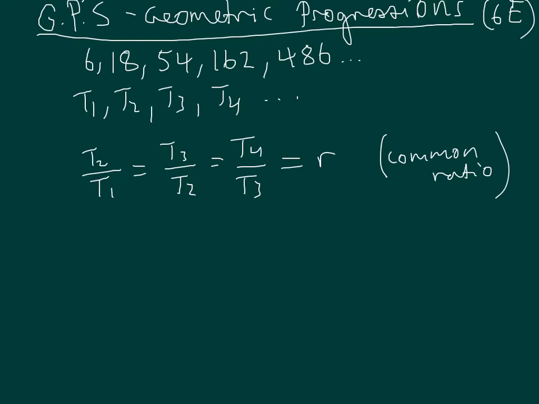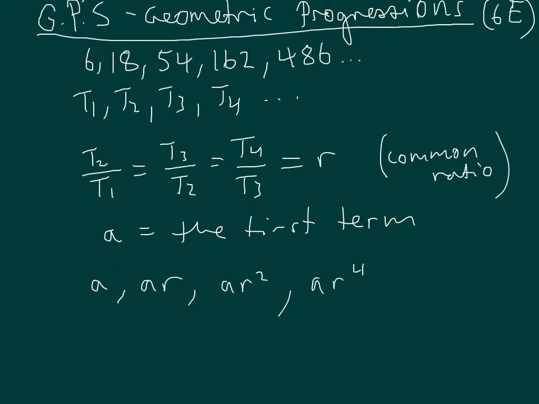So what we can do now is make some statements about GPs. Just as we did before, A is the first term. If we start writing out the terms, A is the first term. The second term would be AR, because we're multiplying by the common ratio. The third term would be AR squared. The fourth term would be AR cubed, and so on. This is T1, this is T2, this is T3, and this is T4.